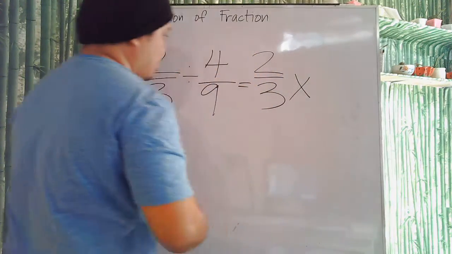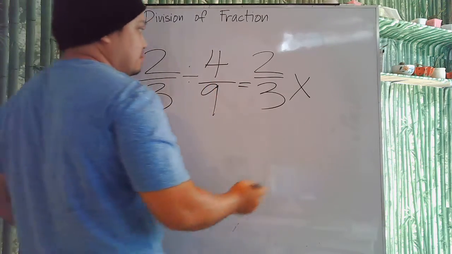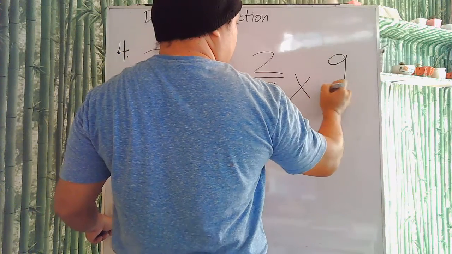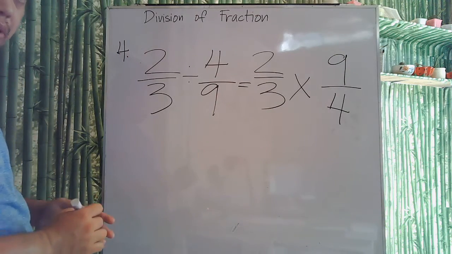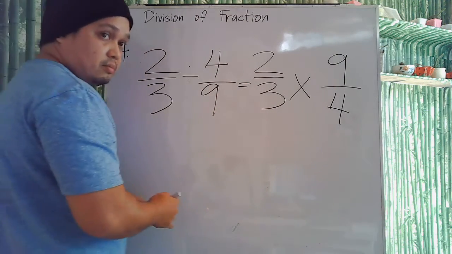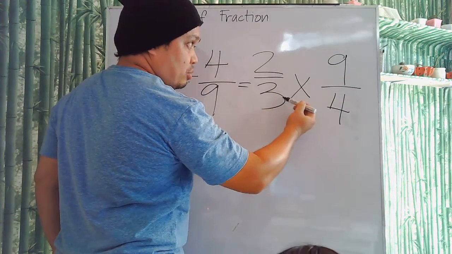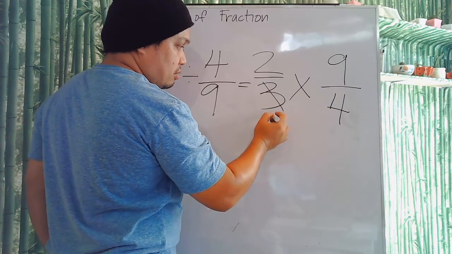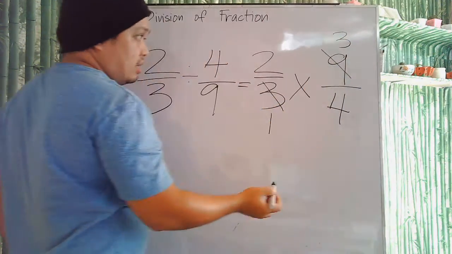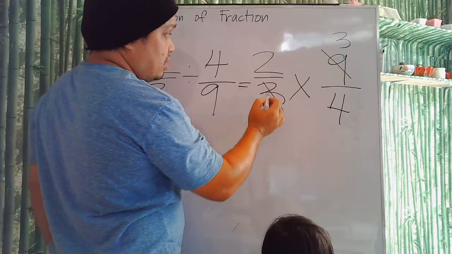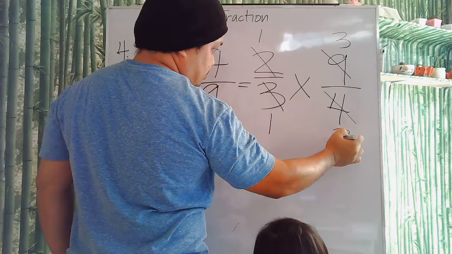Okay. So, let's have this reciprocal. 4 over 9 will become 9 over 4. Multiplied by this reciprocal. Now, let's use the cancellation method. We can divide this cross by 3. Now 3 divided by 3 is 1, while 9 divided by 3 is 3. Now this cross we can divide both by 2. Now 2 divided by 2 is 1, while 4 divided by 2 is 2.